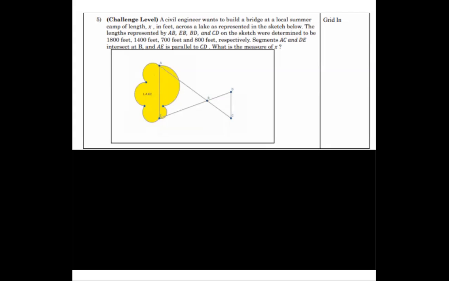Segments AC and DE intersect at B, and AE is parallel to CD. What is the measure of X across the lake?